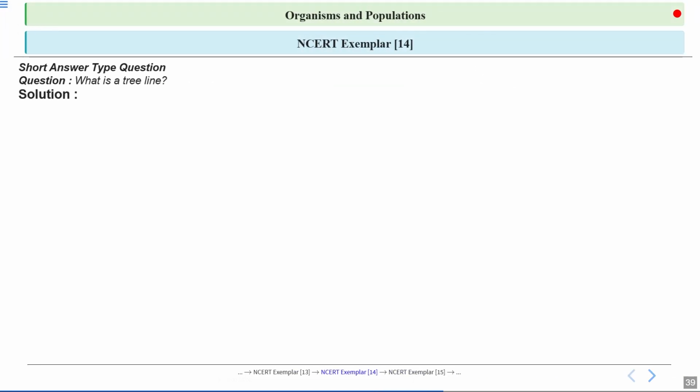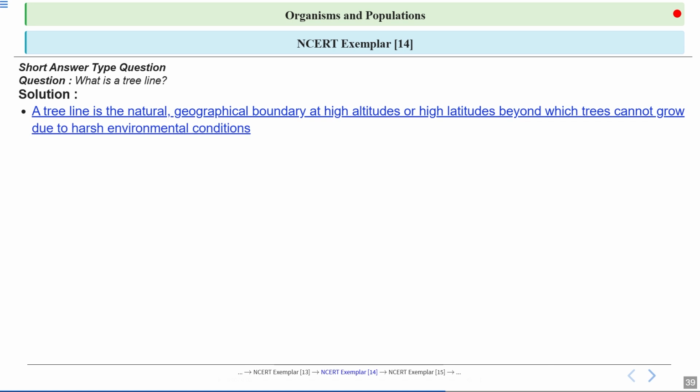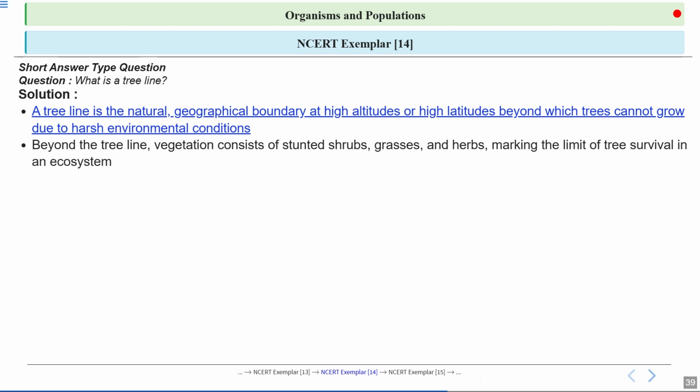Let's have a look at the answer. See, a tree line is the natural geographical boundary at high altitudes or high latitudes beyond which trees cannot grow due to harsh environmental conditions. Now, beyond this tree line, you won't find tall trees anymore. Instead, you will find stunted shrubs, grasses, and herbs. So these plants are like the hardy survivors of the ecosystem, able to cope with the tough conditions where trees cannot grow.